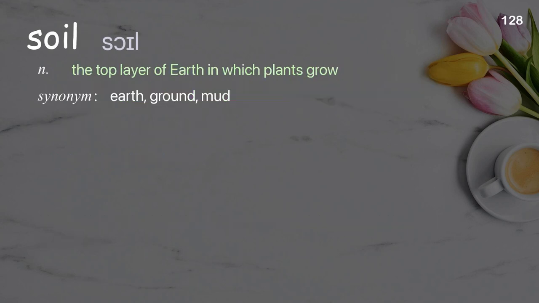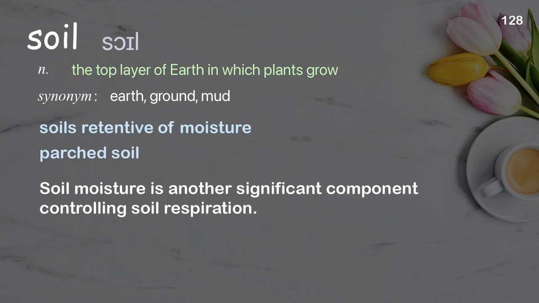Soil. The top layer of earth in which plants grow. Examples: soils retentive of moisture. Parched soil. Soil moisture is another significant component controlling soil respiration.